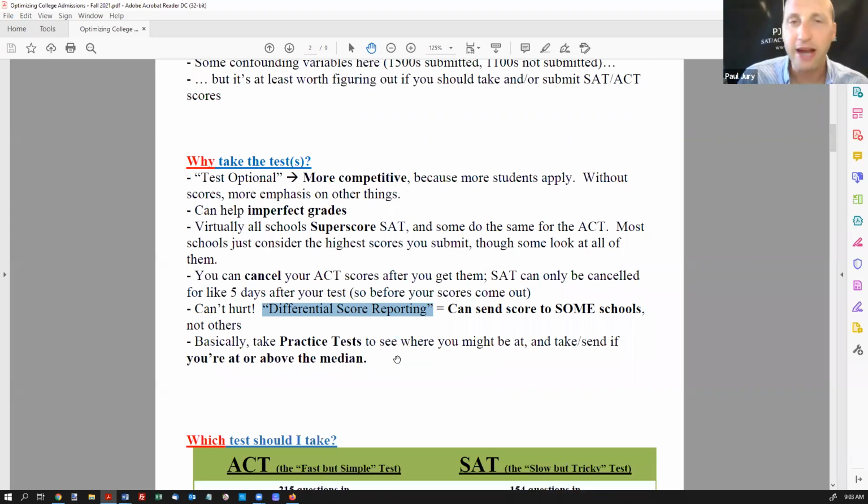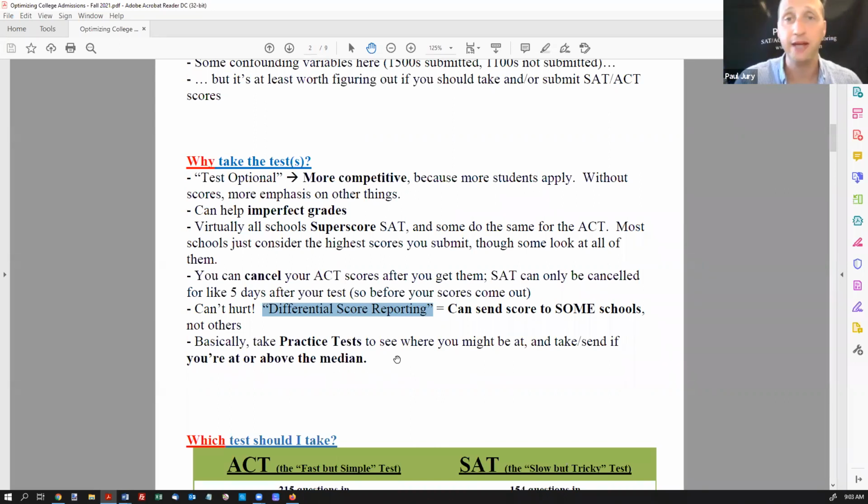Basically, take practice tests to see where you might be at, then decide whether you're going to take the SAT or ACT, and send it if you are at or above the median. If you're applying to Harvard and their median ACT score is a 34 or 35 and you got a 31, that's a fantastic score, but it isn't really going to help to submit it to Harvard. Well, unless you have a really low GPA, in which case it would help your case, but probably not enough to actually get in. Just try to decide whether it's right for you.